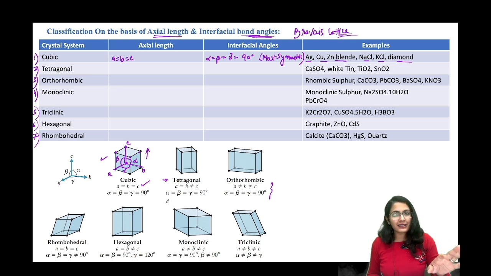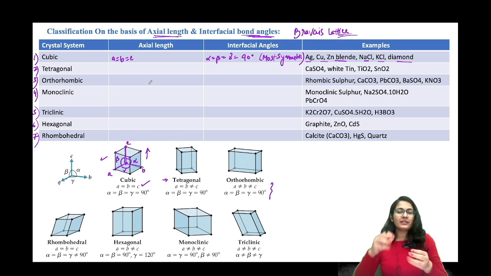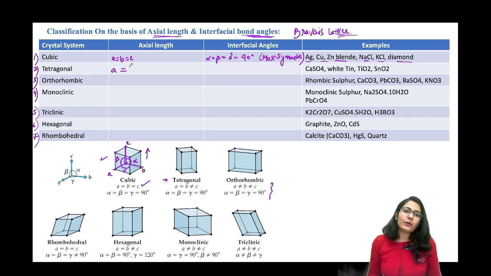The angles are still the same as the cube, but since you have done the stretching, one side has become unequal. So A is equal to B but not equal to C. And alpha, beta and gamma are all 90 degrees. You know, I used to teach this trick when I was teaching for IIT JEE, but it still works. These are some of the examples.